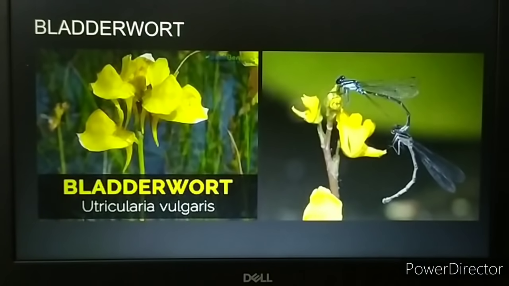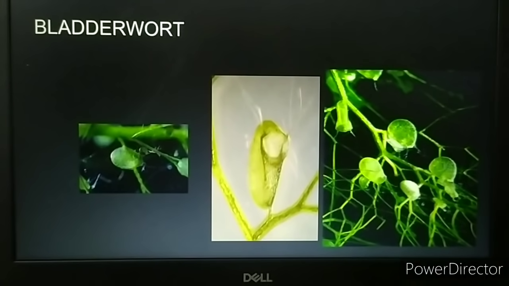They get modified into a sac or bladder-like structure. As you can see in this model, it gets modified into a bladder-like structure, or we can say a container-like structure, which has a lid or a trapdoor. What is the work of this trapdoor? It closes as the insect sits on the leaf. So these leaves have a mechanism to catch insects.